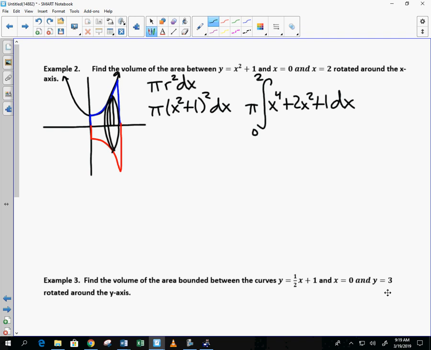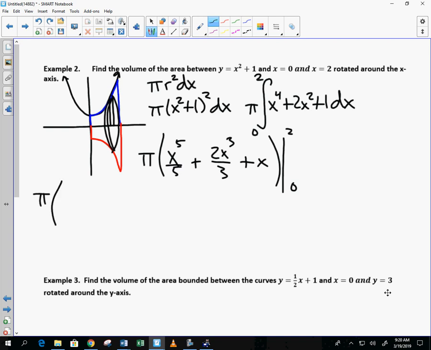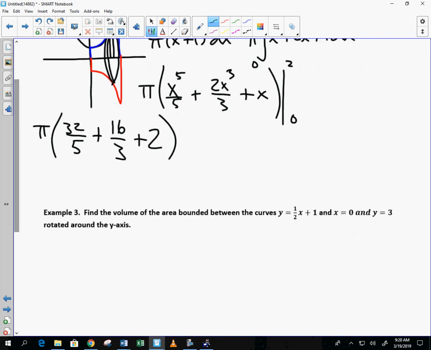Sweet. And I antidifferentiate x to the fourth: x to the fifth over 5, 2x cubed over 3, plus x, evaluated from 0 to 2. 2 to the fifth is 32 over 5. 2 to the third times 2 is 16 over 3. Plus 2. 0 gives me 0.